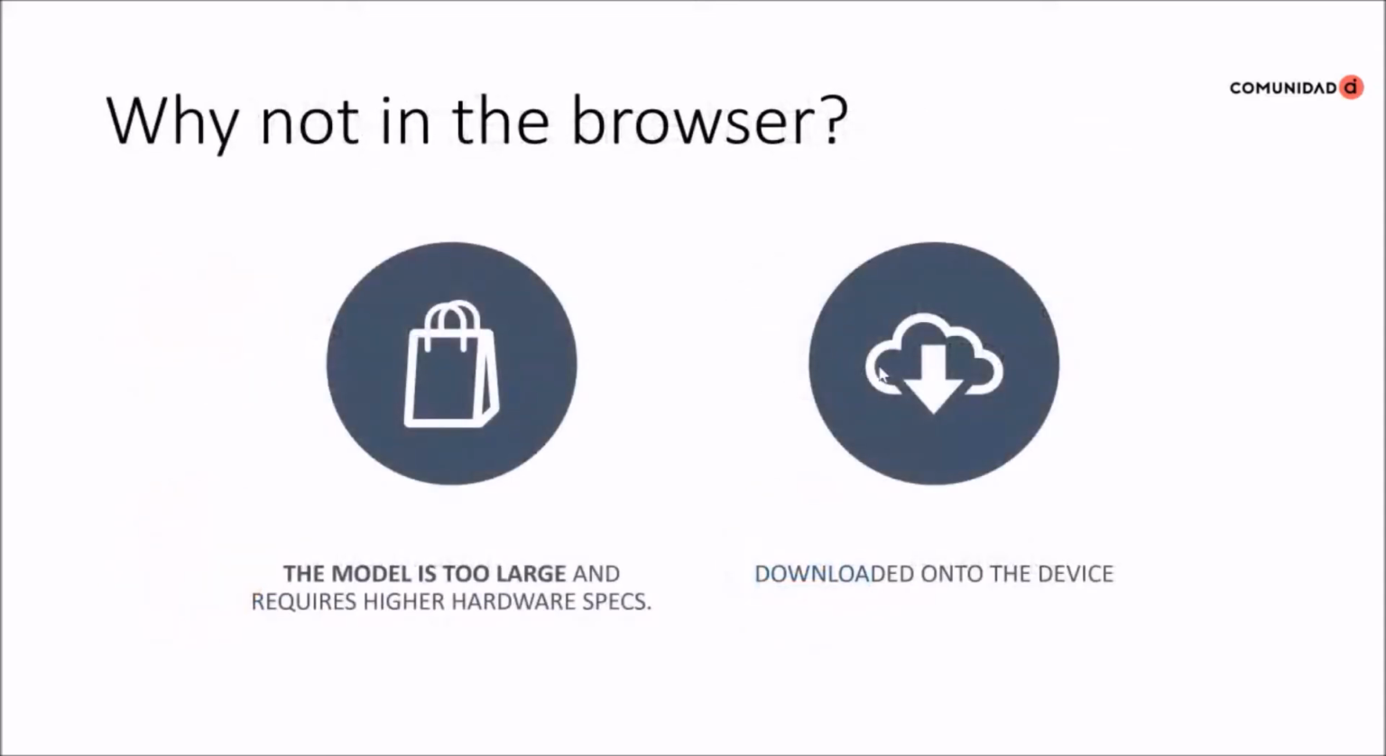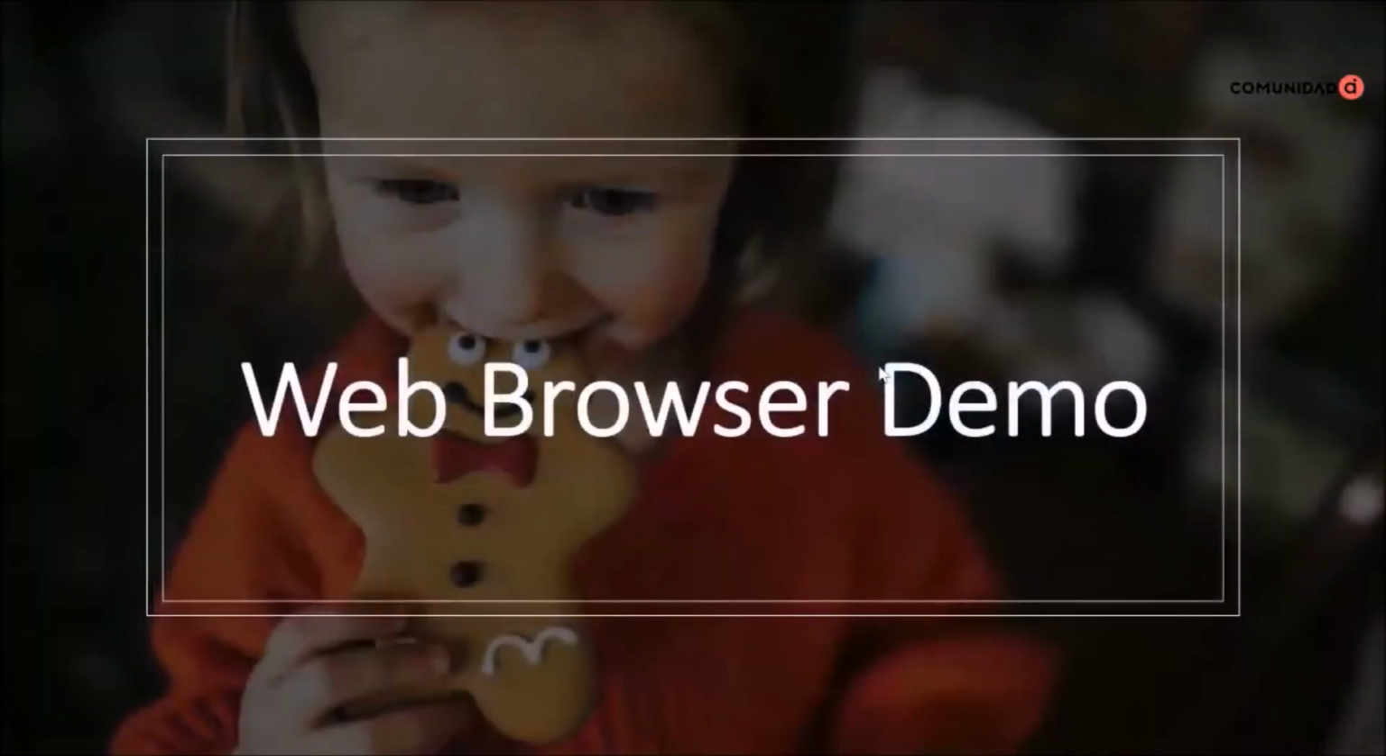Why would you not run your model in the browser? When the model is too large and it requires hardware specs. So once you convert the model into ONNX, check how large the model got generated. And now you have to think, when do you update that model? When do you download that model to the application, to the browser, and then execute it? Sometimes it takes longer to download that onto the device. So that's when you have to consider running on the server side or the device side. So let's look at some examples real quick.